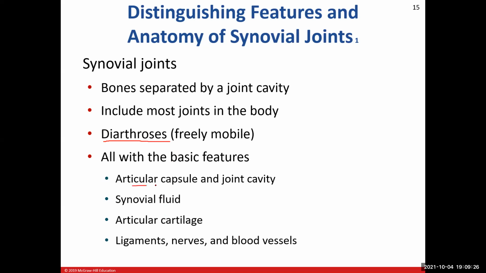We're going to have a joint capsule, and that joint capsule surrounds a cavity. In that cavity, we're going to have fluid. Also in that cavity, we're going to have articular cartilage. Remember, that's the hyaline cartilage we talked about that lines the ends of bones, helps to reduce friction, acts as a shock absorber, and protects the ends of the bones. And then we'll also have ligaments, nerves, and blood vessels. We're going to talk about all these.